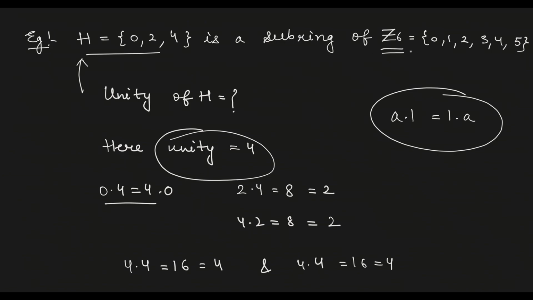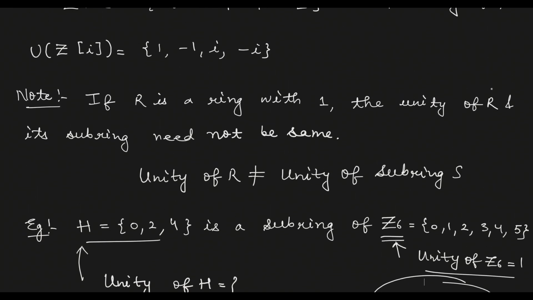But the unity of the ring Z6 is 1. So if a ring has unity 1, then the unity of a subring can be different also.